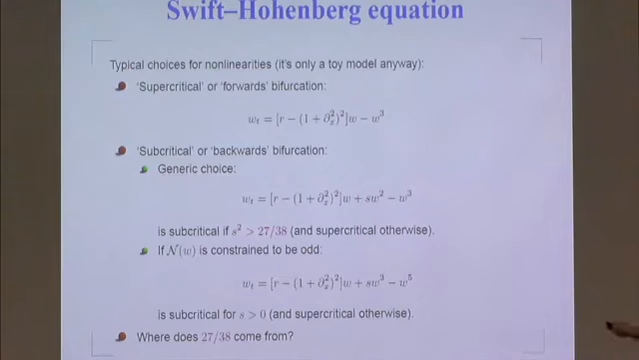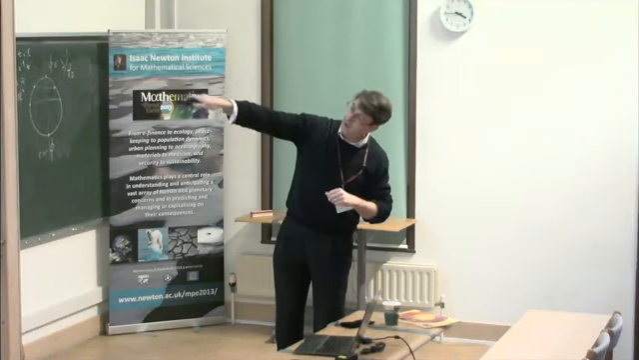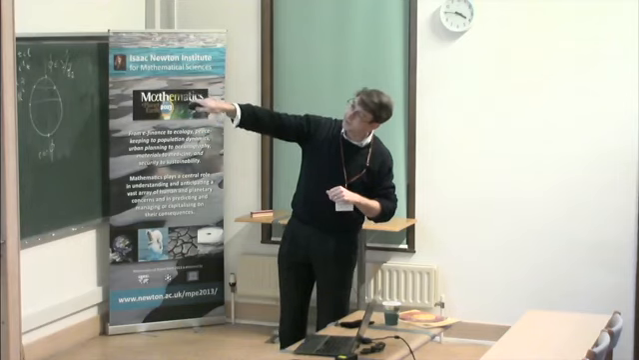This one turns out to give us a subcritical kind of bifurcation if s squared is bigger than some magic number, okay, 27 over 38. And if s is smaller than, closer to 0 than this, then it's a supercritical bifurcation and the cubic nonlinearity wins, okay? And then this one is subcritical when s is positive.